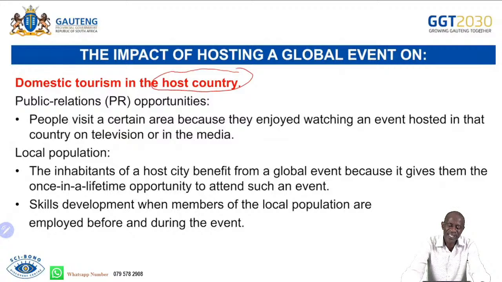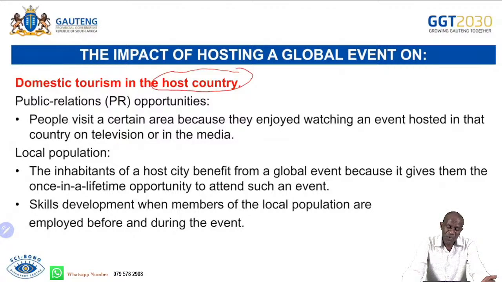So you have public relations opportunities where countries will network with other countries. So people visit a certain area because they enjoyed watching an event hosted in the country on television or in media. So the country will get exposure, and as they watch the event on TV, they get attracted to the attractions that are often shown on their TV screens and want to visit the country.